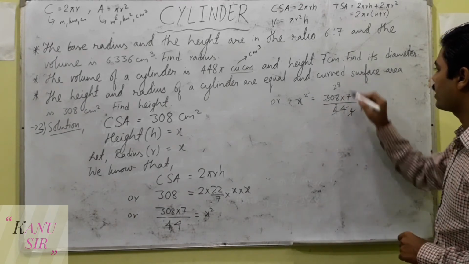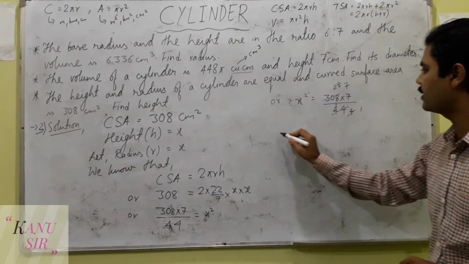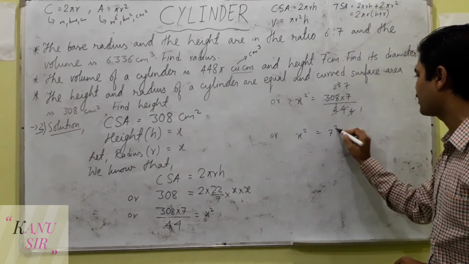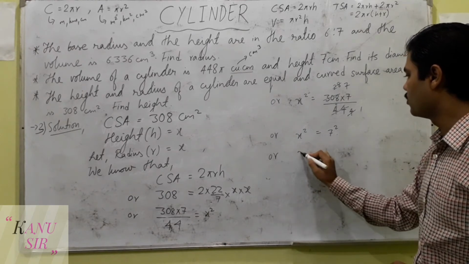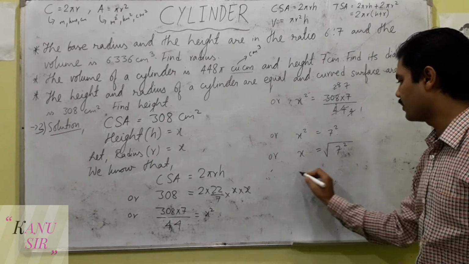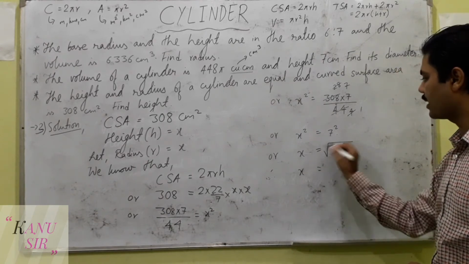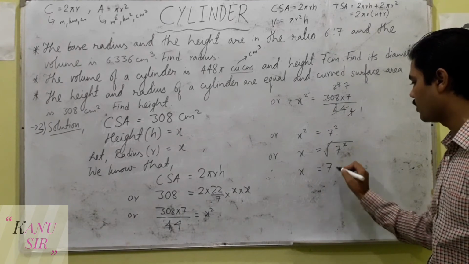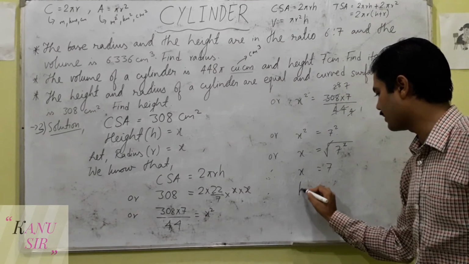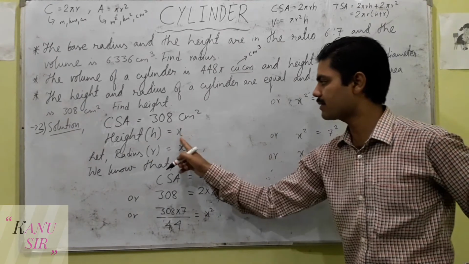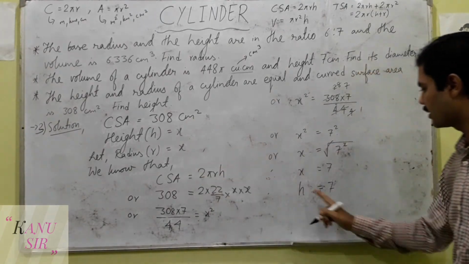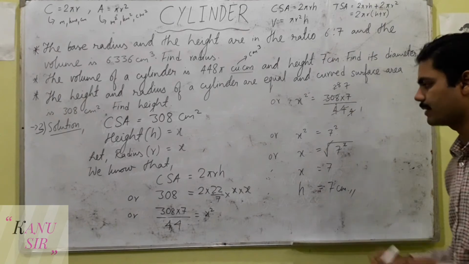So 4 times 1 is 4. 4 times 7 is 28. So x square is equal to 7 times 7, you can write 7 square. Removing the square from x, we write root 7 square. The 7 square coming out of the root will be cancelled and the value of x will be 7. And x denotes height h because x is h. So it is 7 and the unit is centimeter, so the height will be in centimeter.